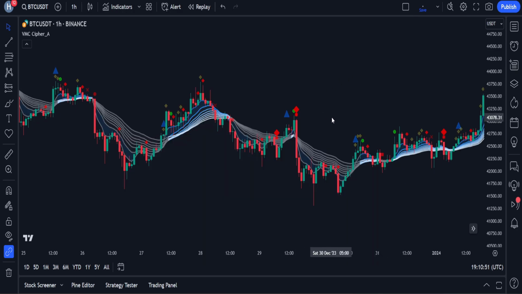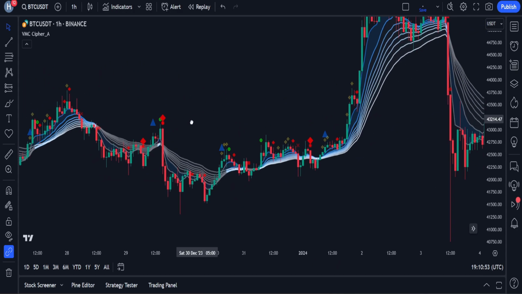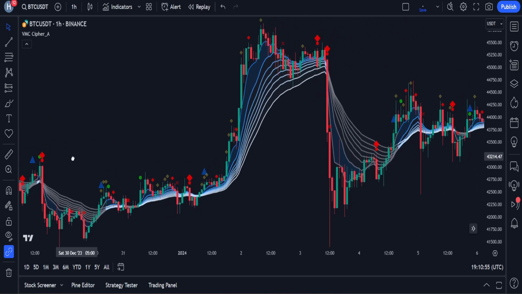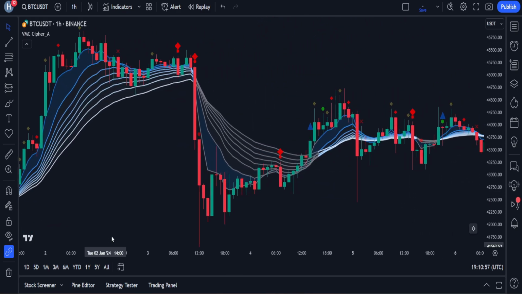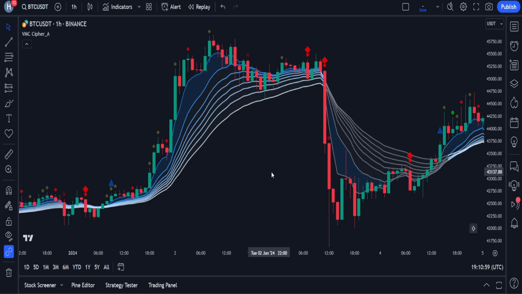At first glance, it might feel complicated, but don't worry, we'll simplify it by explaining each of these small parts step by step. First of all, let's talk about these moving average ribbons. When they're in full color from white to blue, like it is here, it signals an overall bullish trend. On the other hand, when all the ribbons turn gray, like it is here, it indicates an overall bearish trend.